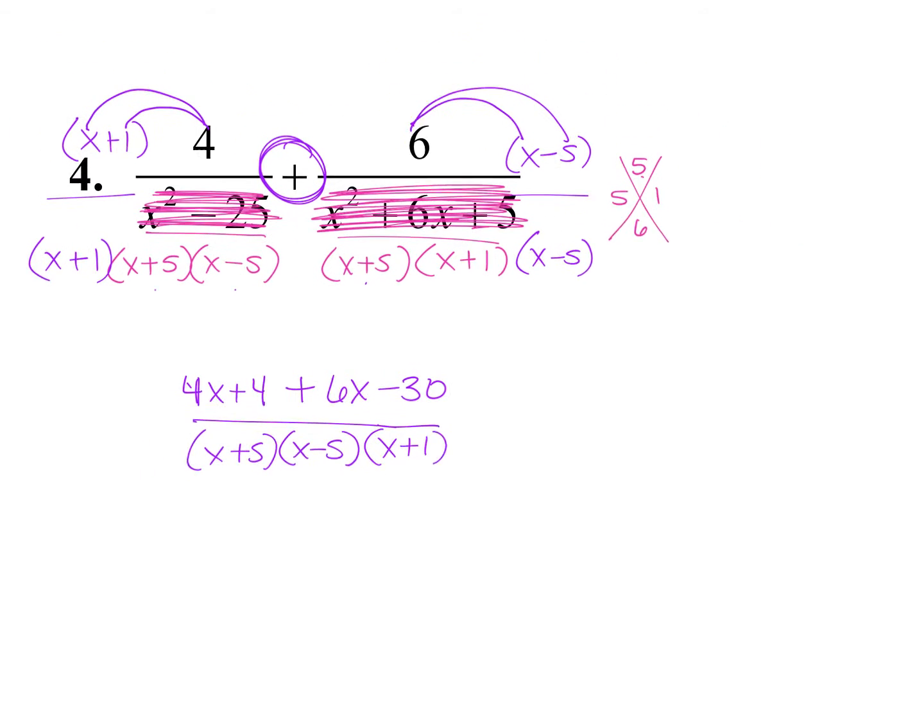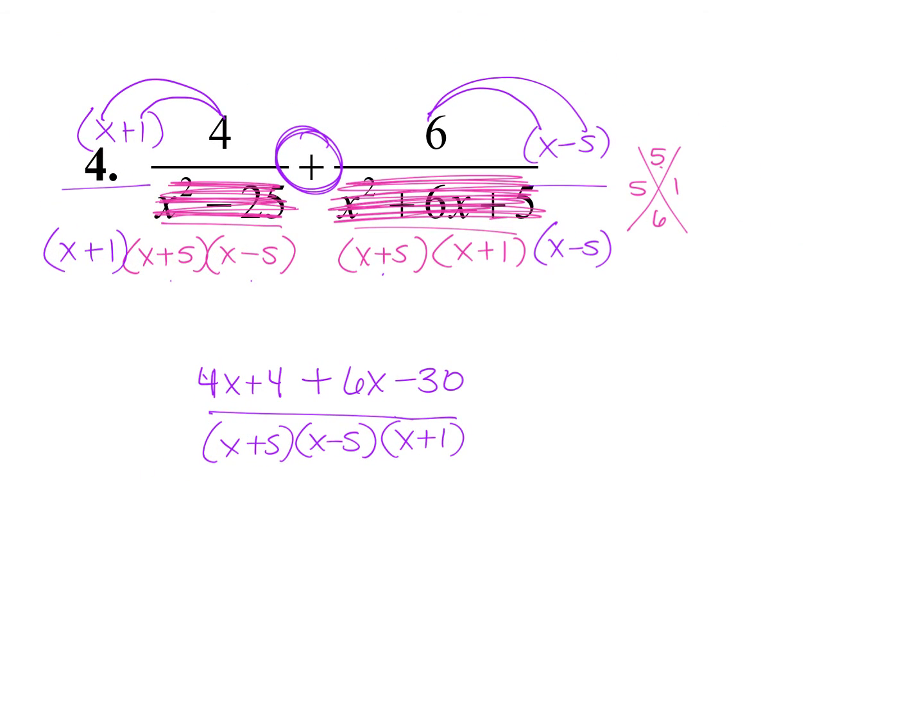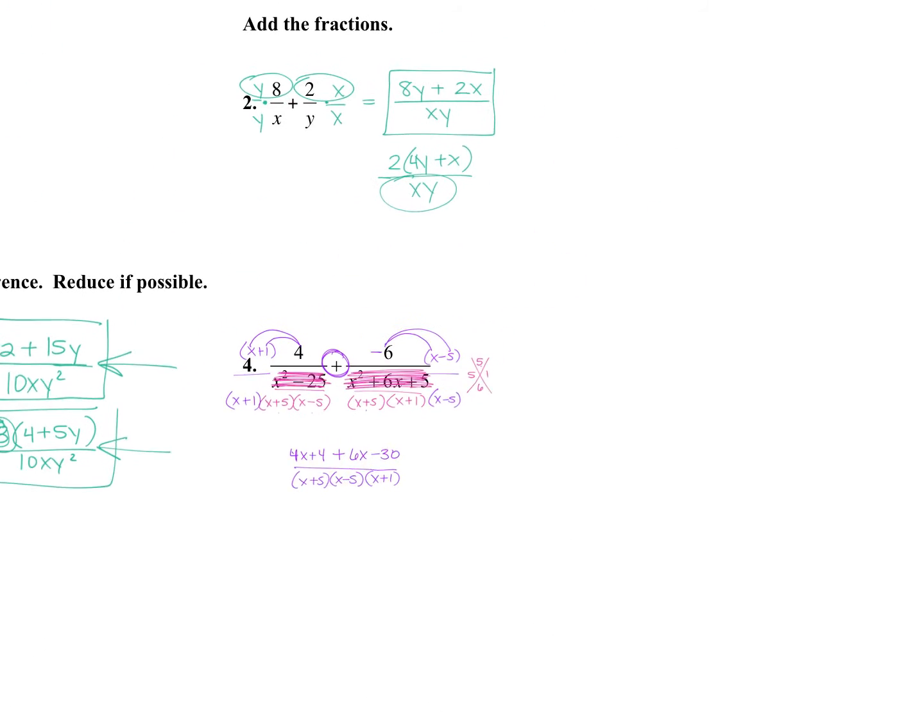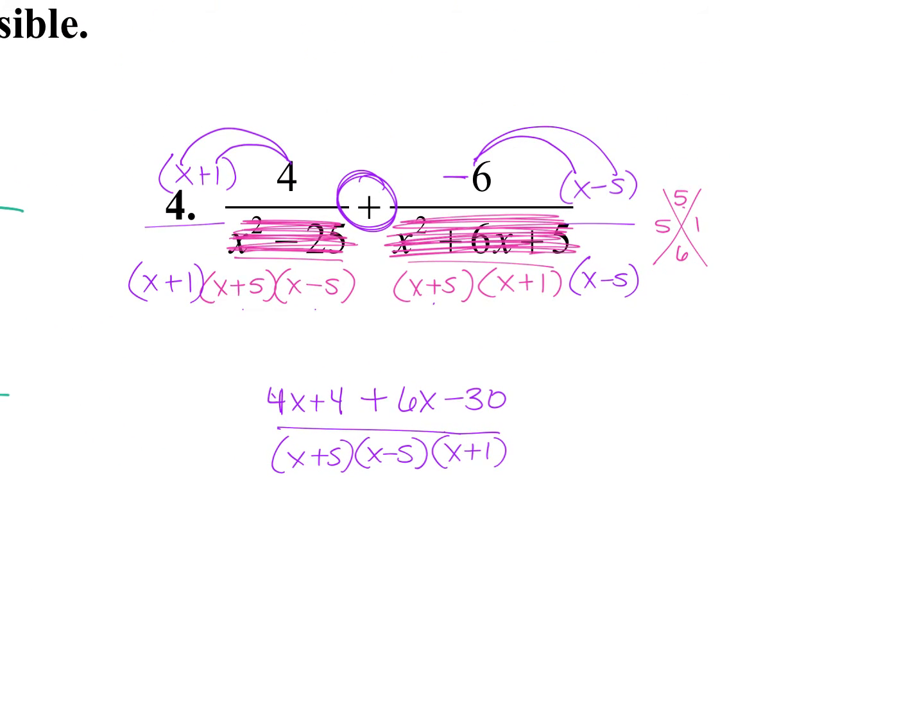Wait, if it was a minus sign in the middle, how would that change? Then you're kind of treating this like a -6, essentially, right? You're distributing the negative to both things also. Yeah, I think I have one like that on here. I'll show you. Okay, so from here, now we just simplify again.